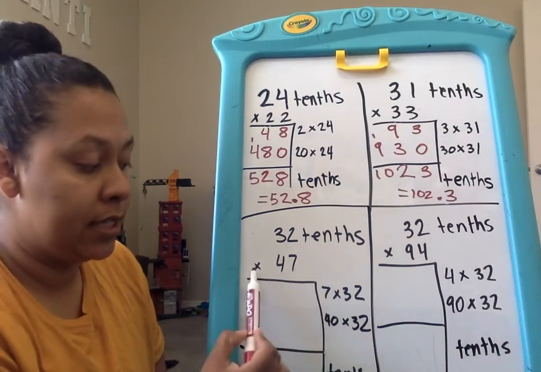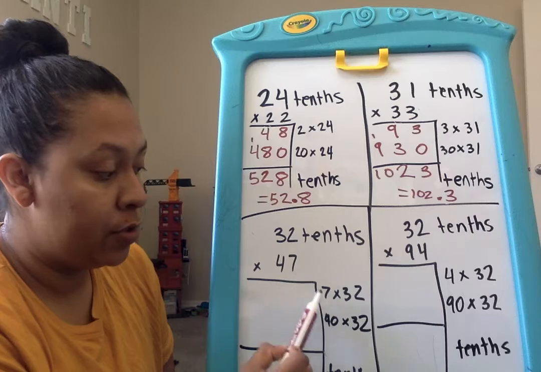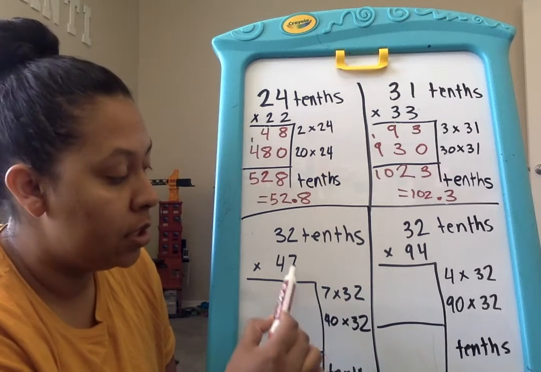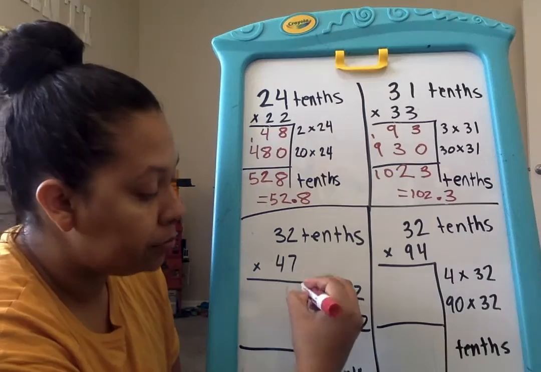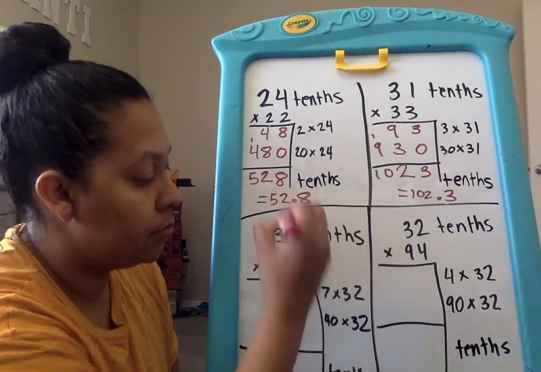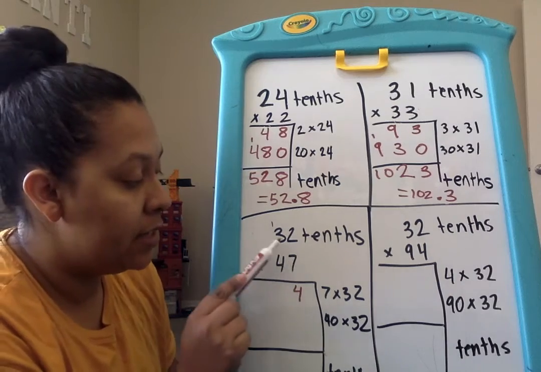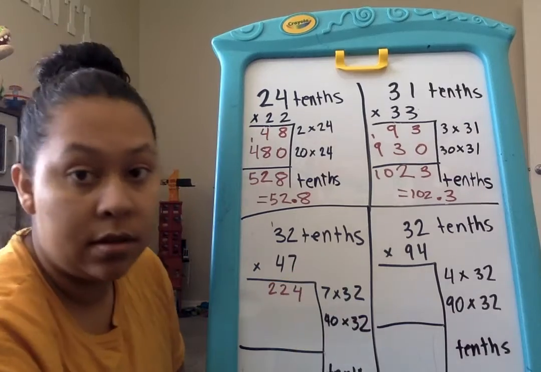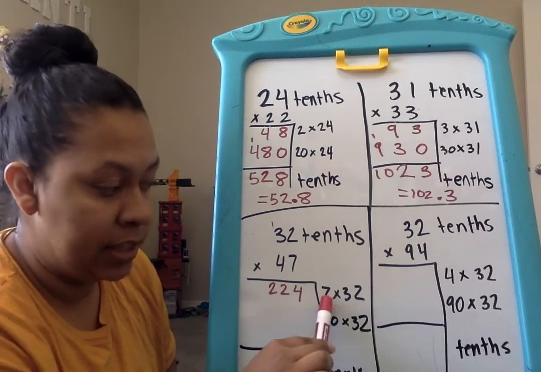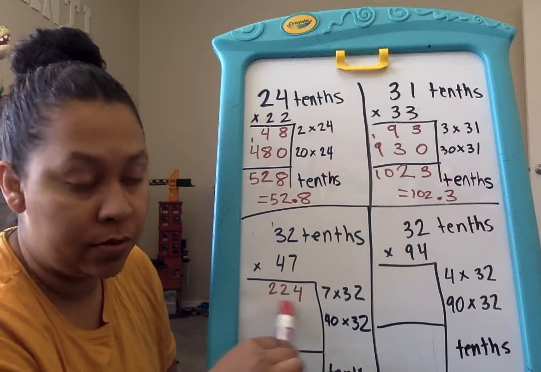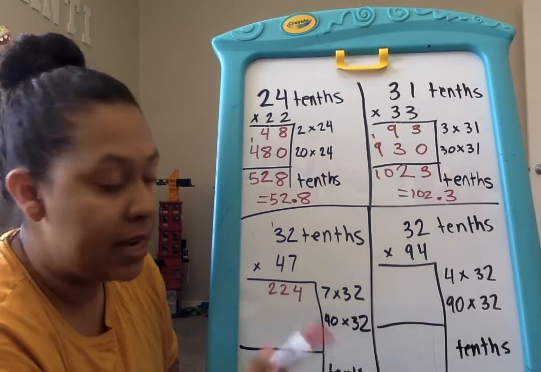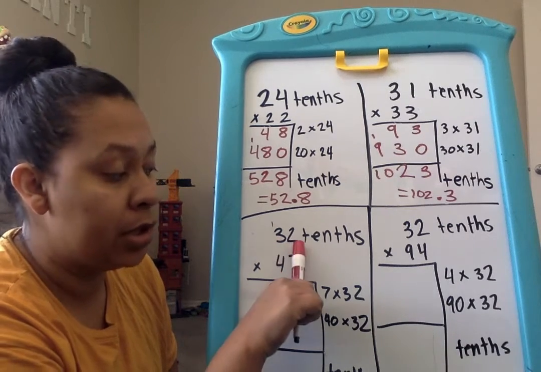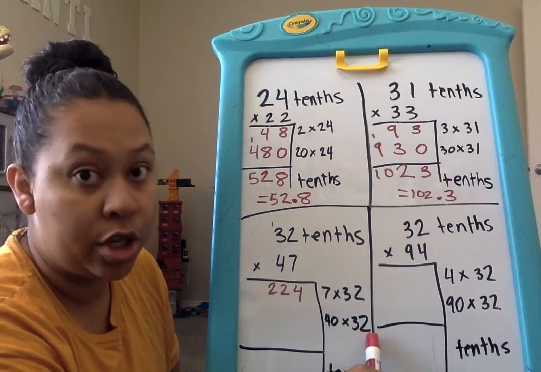So we have 32 tenths times 47. So first we have 7 times 32. 7 times 32. So 7 times 2 is, carry the 1. 7 times 3 is, add the 1, 224. So 7 times 32 equals 224. So now we have 40, because the 4 is in the 10th place. 40 times 32.